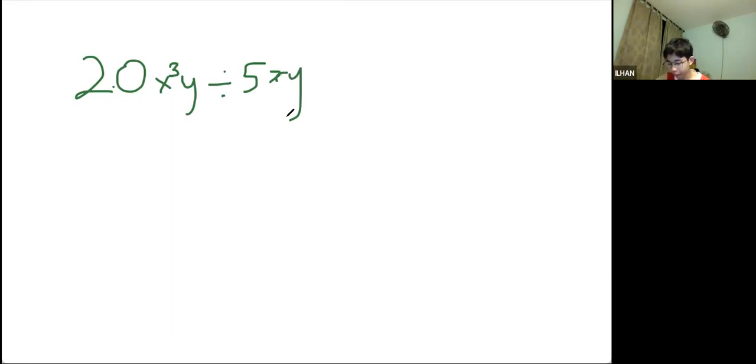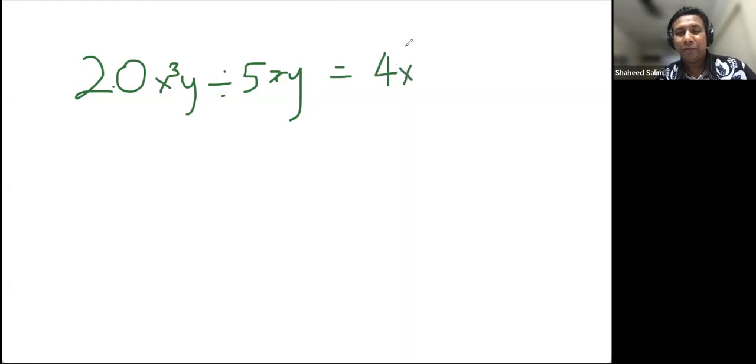So 20 divided by 5 equals 4. x cubed divided by x equals... not sure whether mine is right, but I got 4x cubed on y. So now we write it like that.